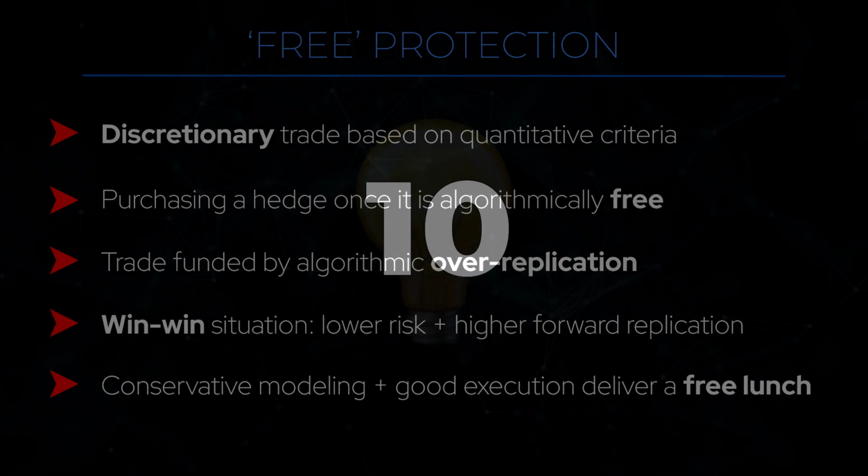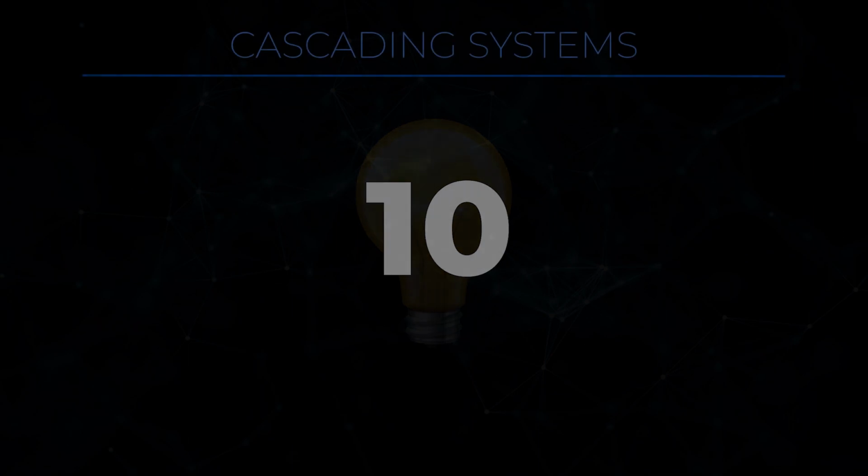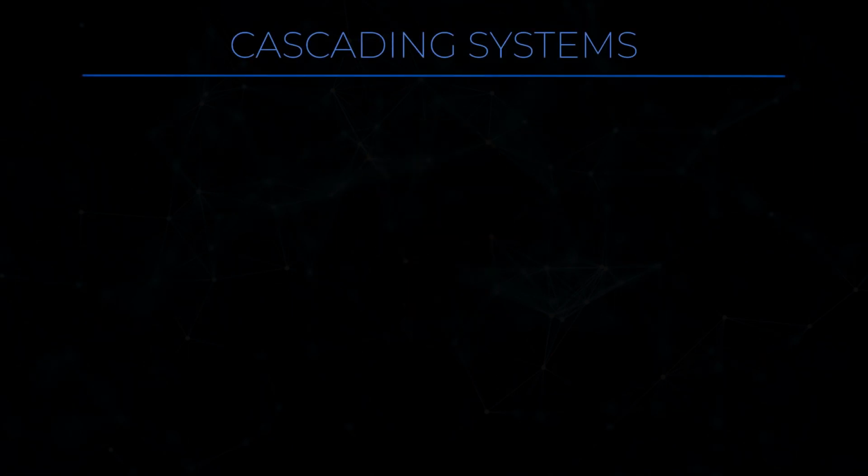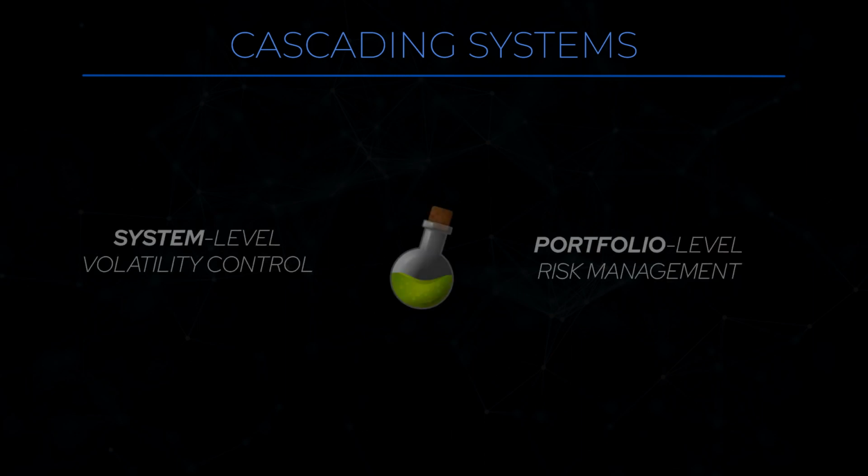And now, to finish off our list, let's talk about cascading systems. At this point, peak quantitative mastery of your algorithms is required. Note that this risk mitigation method moved away from system-level volatility control, but is not quite within the realm of portfolio-level risk management. It is somewhere in the middle.